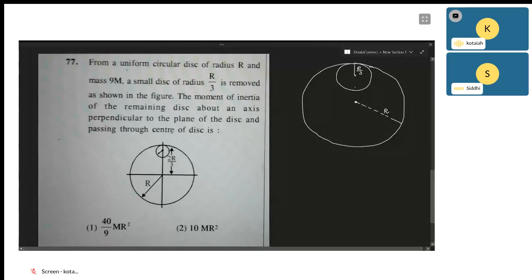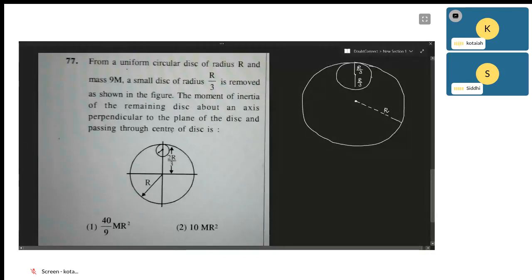Can I say this is r by 3? Correct? Now r by 3, then 2r by 3. So can I say this remaining distance is also r by 3? Correct, because r by 3 plus r by 3 plus r by 3 is nothing but r. Now he is asking the moment of inertia of the remaining disc about an axis perpendicular to the plane of the disc and passing through the center of the disc.